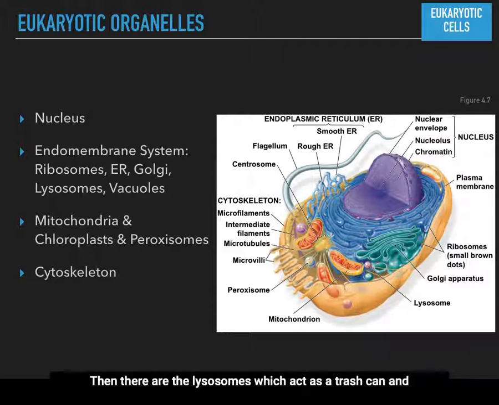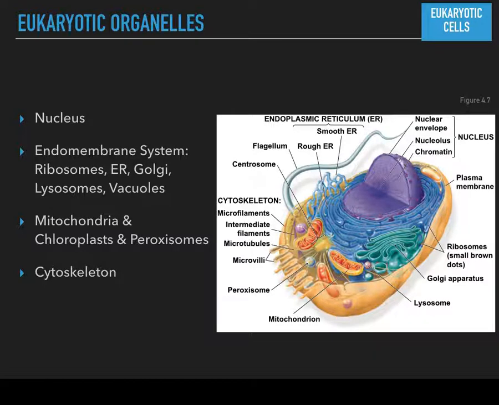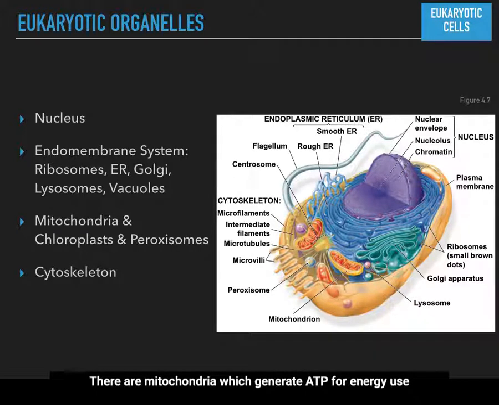Then there are the lysosomes, which act as a trash can, and vacuoles, which act as storage, and these are also part of the endomembrane system. There are mitochondria, which generate ATP for energy use in cells during cellular respiration, chloroplasts, which generate energy through photosynthesis in plant cells, and peroxisomes, which digest proteins and can detoxify the cell. Finally, there's the cytoskeleton that gives the cell shape and structure, like the bones in the human body. Together, these complex organelles work together to carry out the functions of a eukaryotic cell.